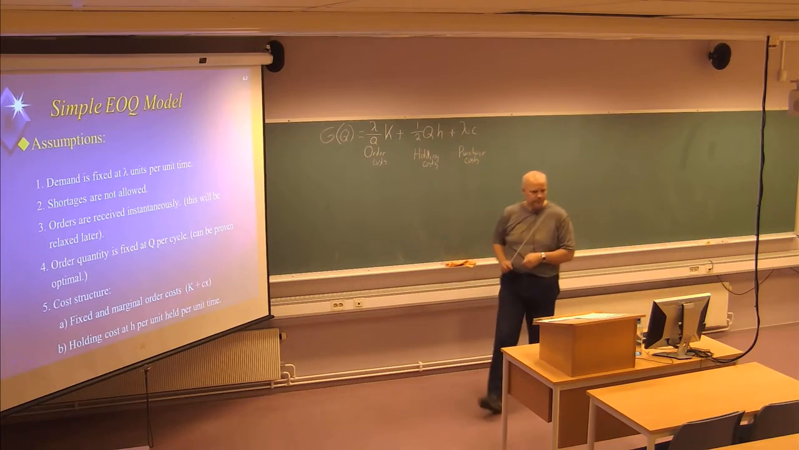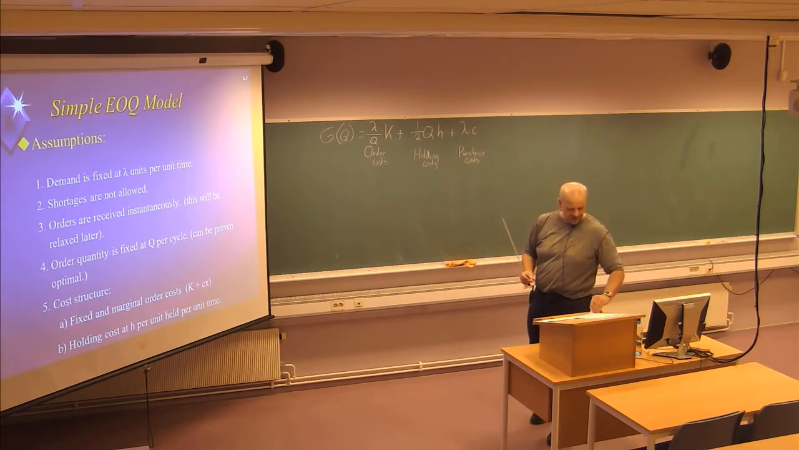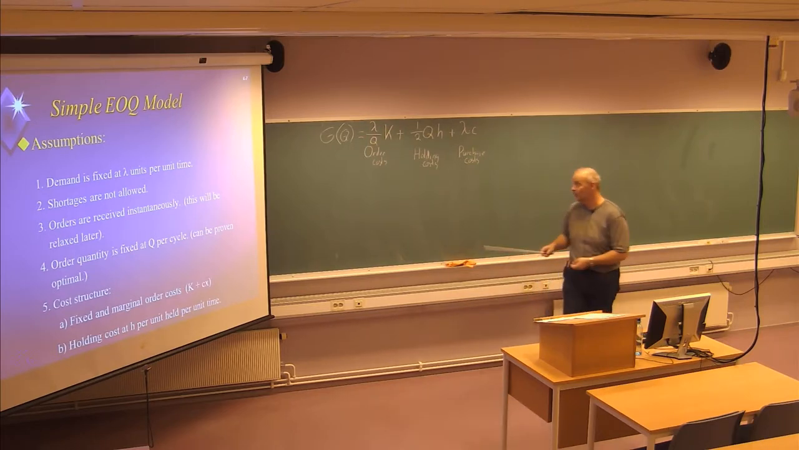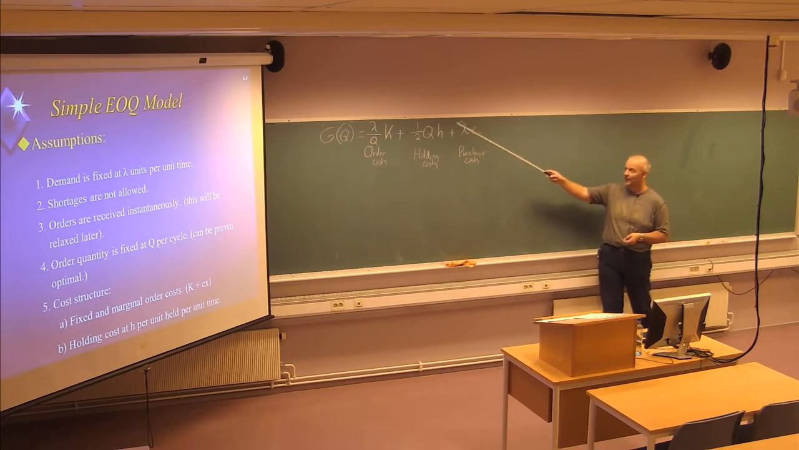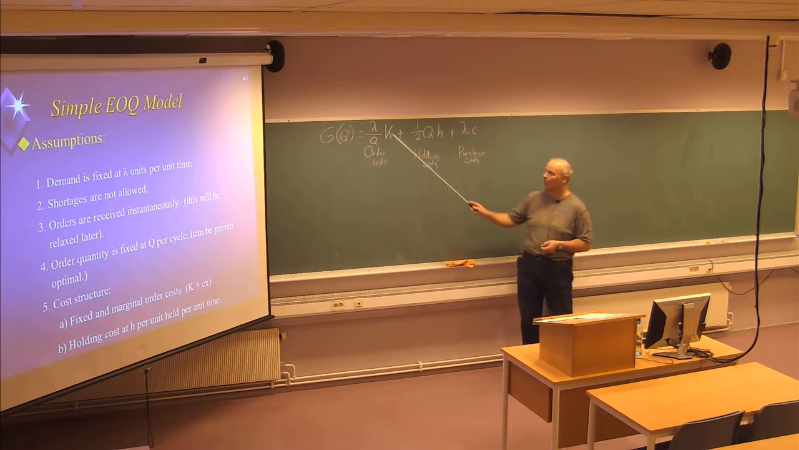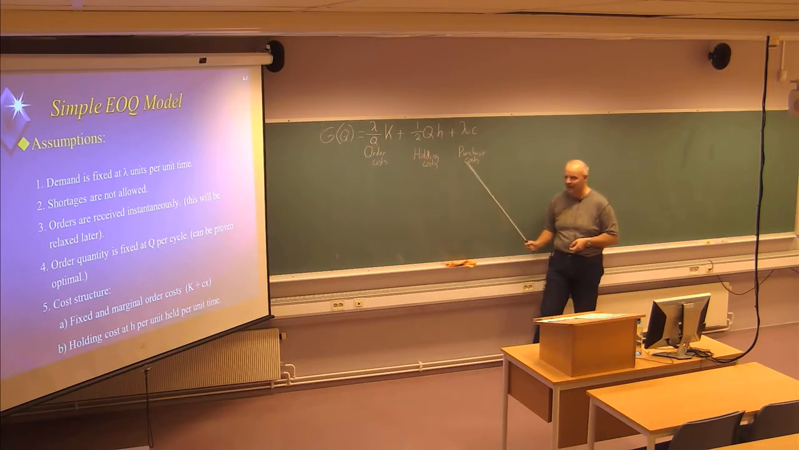So we have now this cost function, which is the simplified version of real life, of course, as all models are, but these are the three relevant cost elements in this cost function here: ordering cost, holding cost, and purchase cost.